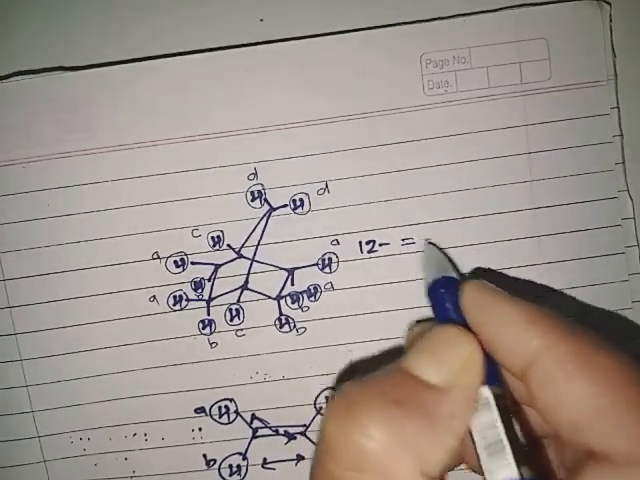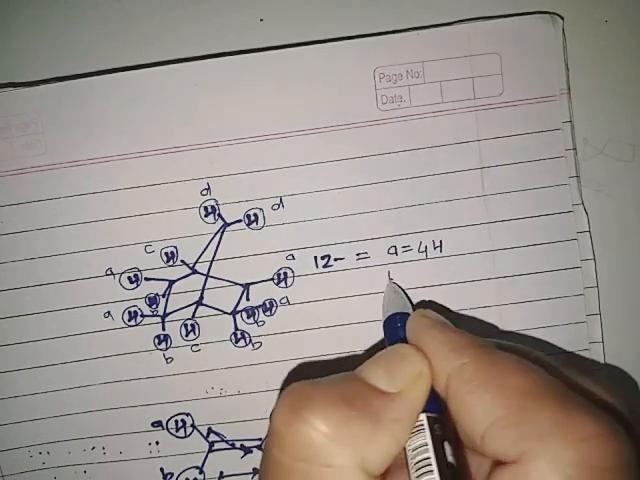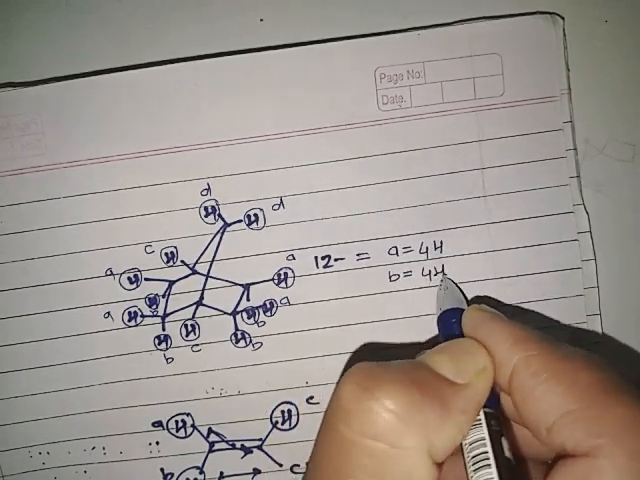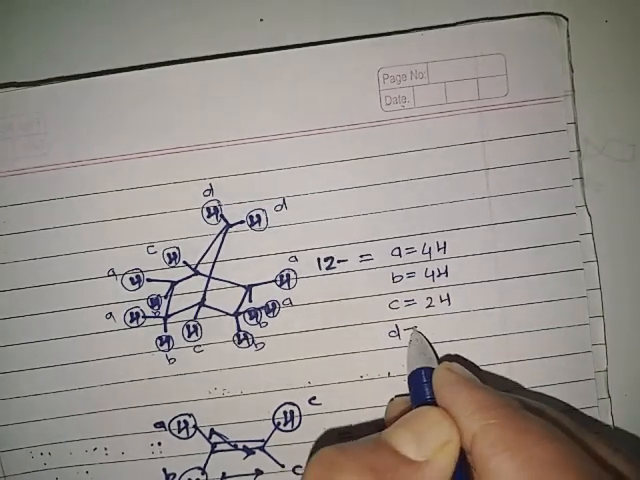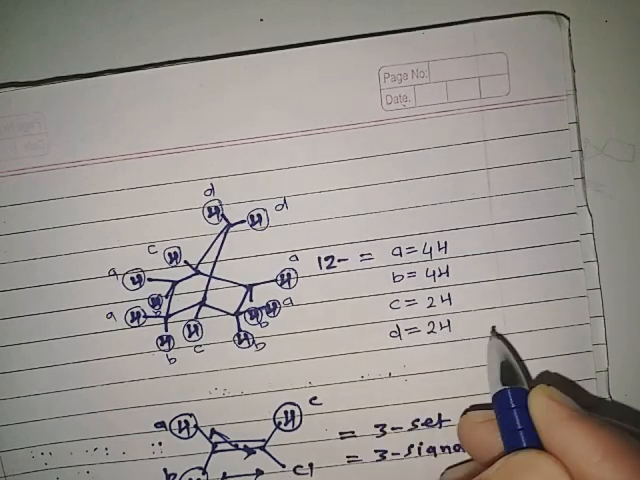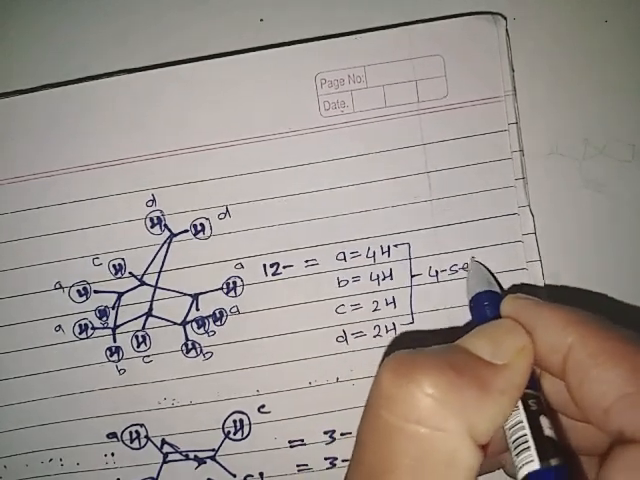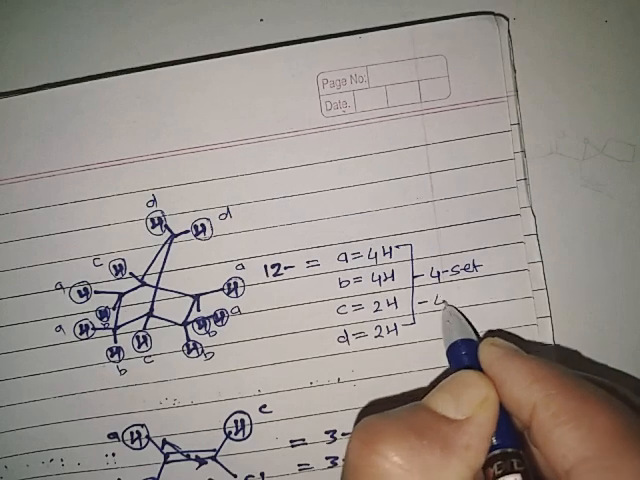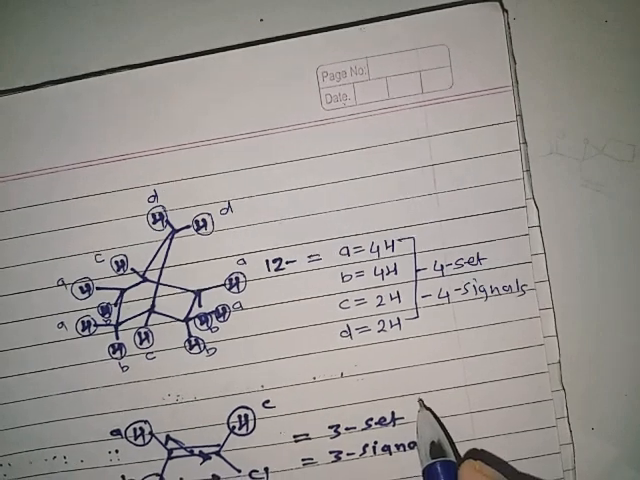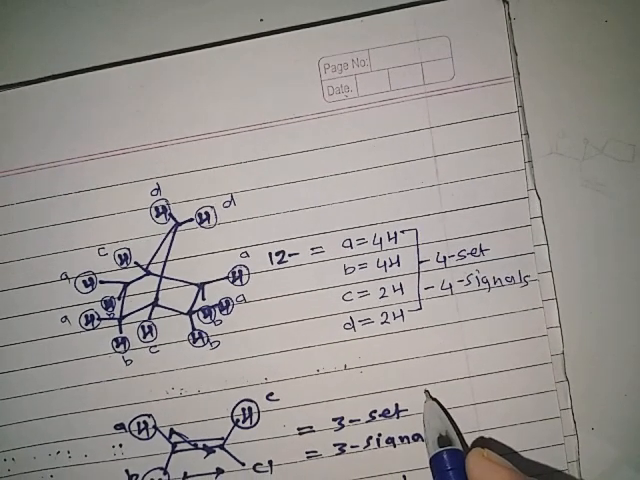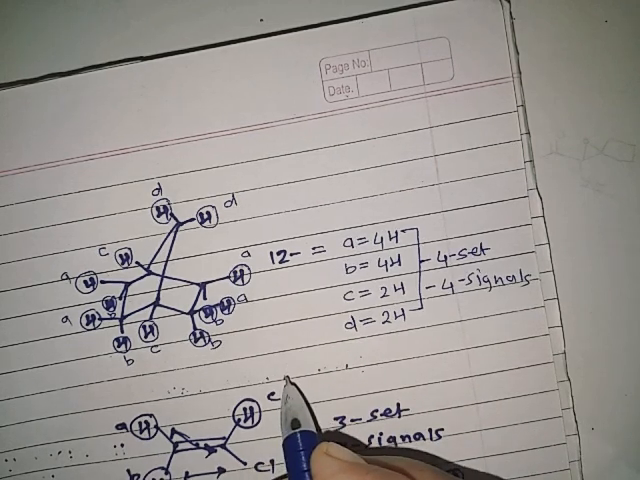So out of 12 protons, we have A set containing 4 hydrogens, B set containing 4 hydrogens, C set containing 2 hydrogens, and D set containing 2 hydrogens. So overall we have 4 sets. So consequently we observe 4 signals. So this is how we can predict the number of signals.